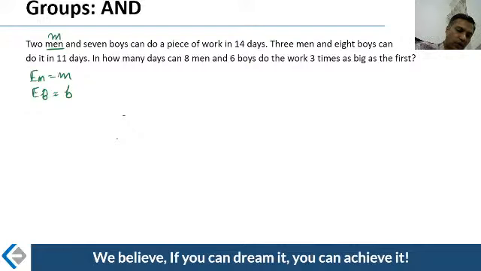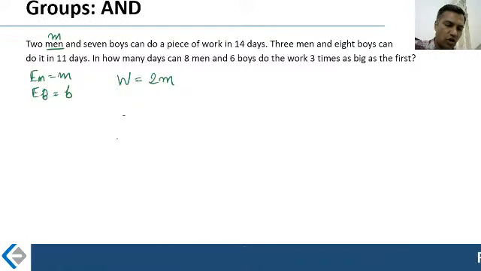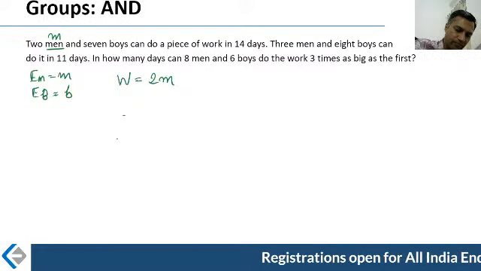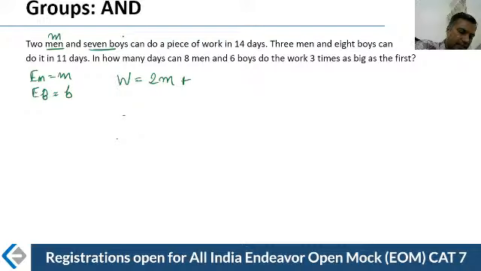Now look at this. What is the work here, friends? Work is 2 men, so every day the men are contributing m units per day. 2 men are contributing 2m units, plus 7 boys. Let the efficiency of each boy be b. Therefore 7 boys.